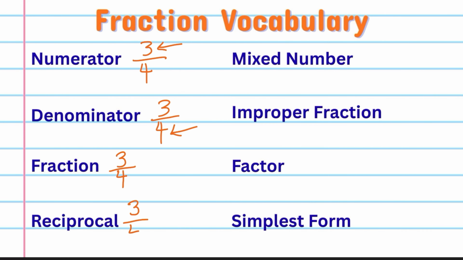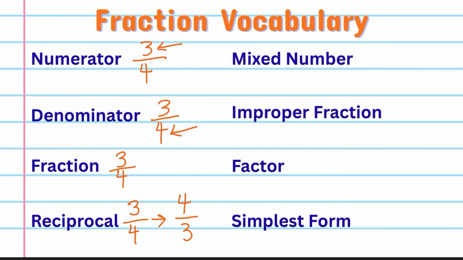Our next word is reciprocal. The reciprocal is found by flipping your fraction. So whatever was in your numerator is now your denominator, and whatever was in your denominator is now in the numerator. So in the case of 3/4, the reciprocal will be 4/3, because again, we're just flipping the fraction upside down.